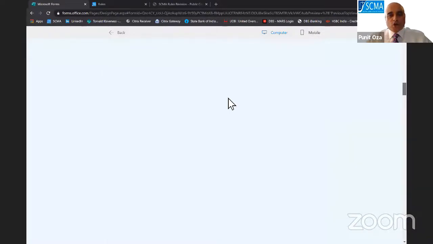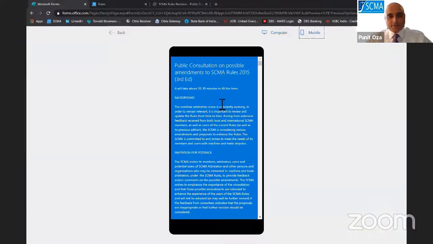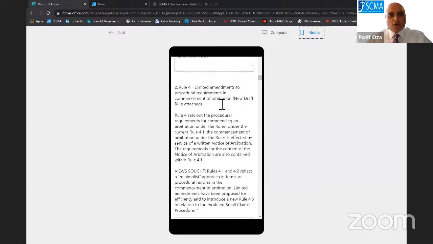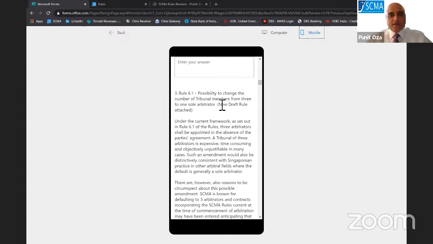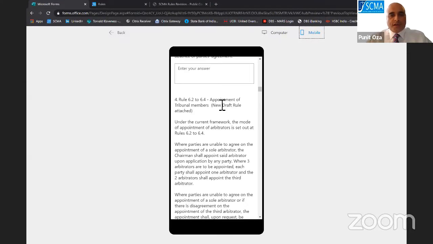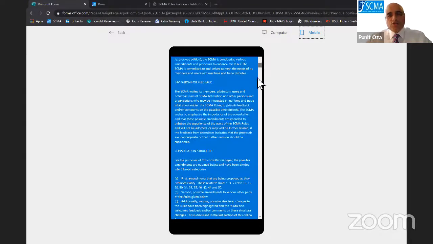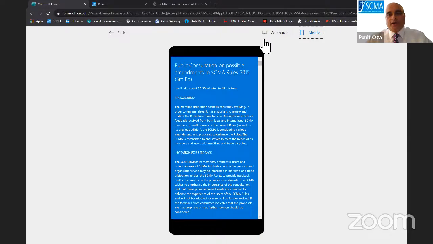If you're doing it on your mobile, you will see it like this. You will actually see all this information on your mobile. It will give you all the questions in a very systematic form so that you can look through it and fill in the answers. If you do decide to fill it electronically, we would advise desktop to be a better option.